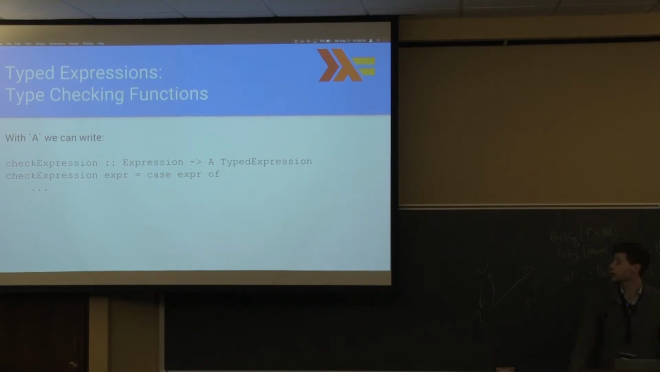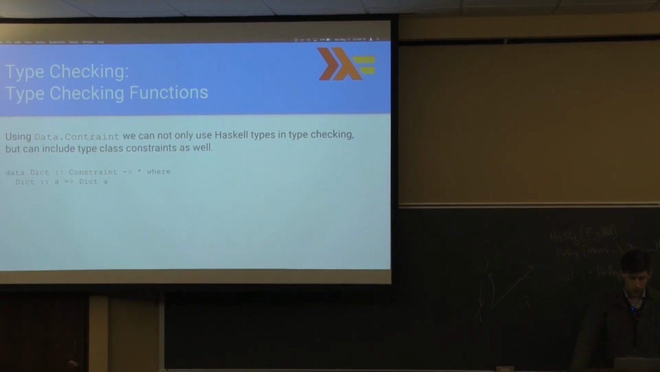So we can rewrite our check expression function in terms of this A. And now what we're saying is that we don't care about the type specificity, at least at this moment. We just get a typed expression out. So if you recall, some of our GADTs had constraints on them rather than type-specific concrete types. So this is where the data.constraints library, or constraints library, comes in.